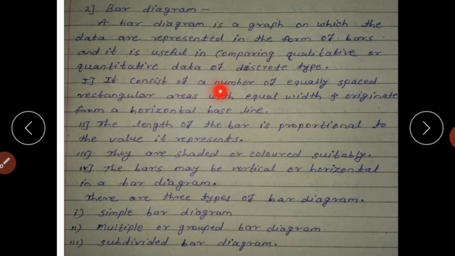It consists of a number of equally spaced rectangular areas with equal width that originate from a horizontal base line. The length of the bar is proportional to the value it represents. Again, somewhat similar to a histogram. They are shaded or colored suitably. So in a bar diagram the rectangles are colored or shaded. The bars may be vertical or horizontal in a bar diagram. In a histogram, the rectangles are not shaded or colored and the bars are vertical, but in bar diagrams the rectangles could be vertical or horizontal.